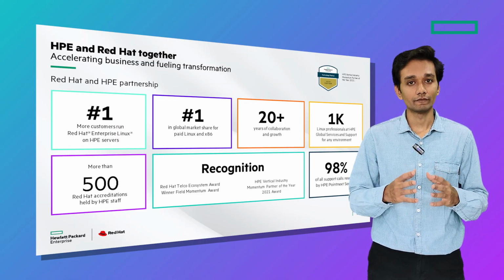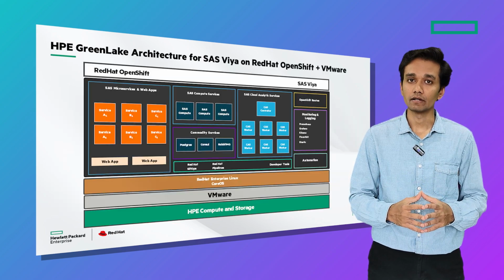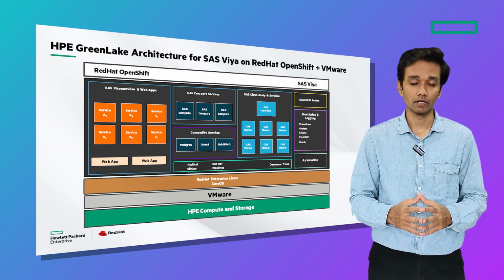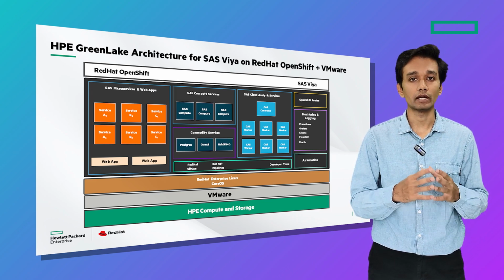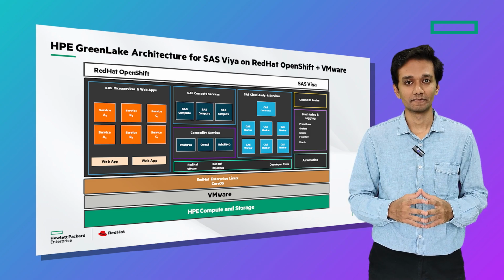HPE and Red Hat have worked together to create a solution architecture to deploy SAS Viya on Red Hat OpenShift Container Platform running on VMware. Here, we utilize HPE GreenLake's compute and storage offerings. Let's look at this architecture in detail.